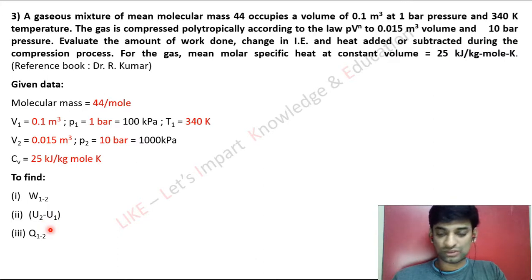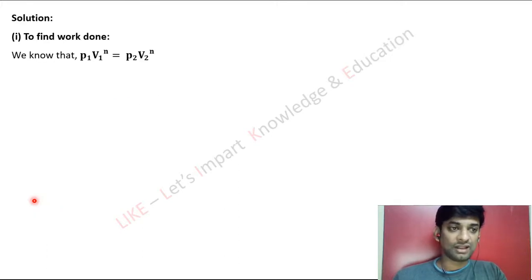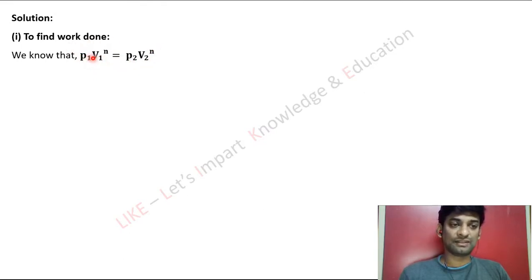Let me tell you how to solve this problem. First, we have to calculate work done. Before that, we need to determine the n value. For a polytropic process, I have already told you, P1 V1 power n is equal to P2 V2 power n. This is the process between 1 and 2, so I am writing this as PV power n, that is P1 V1 power n is equal to P2 V2 power n. This equation can be written as P2 by P1 is equal to V1 power n divided by V2 power n. I am going to take natural logarithm, that is Ln, also called log base e.